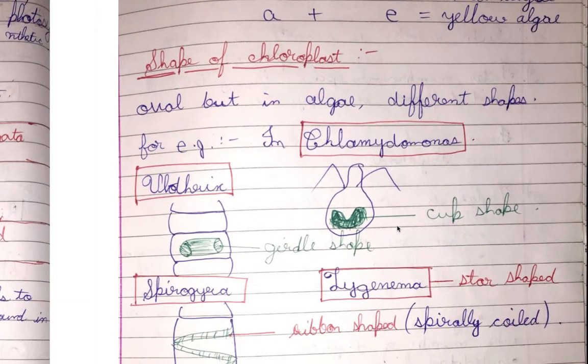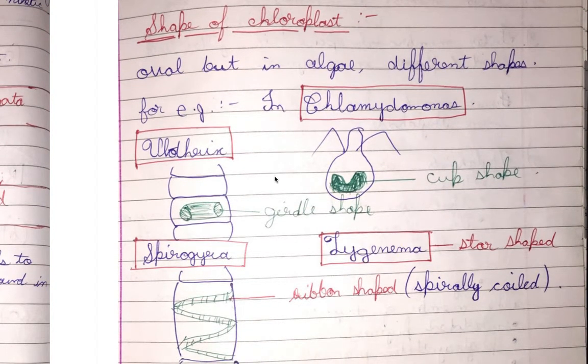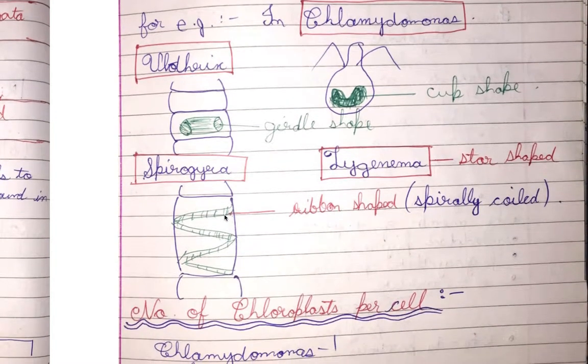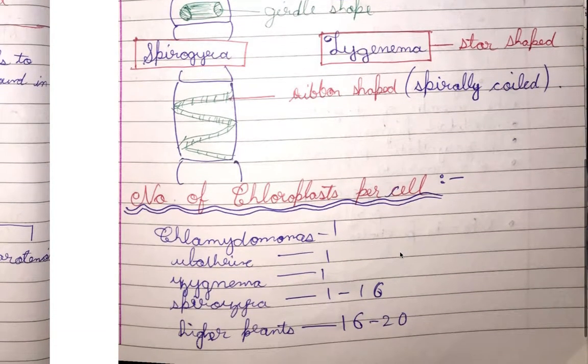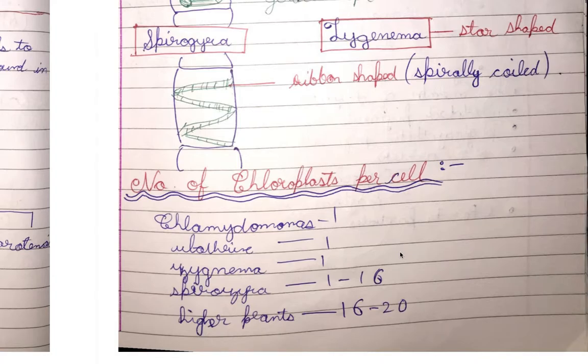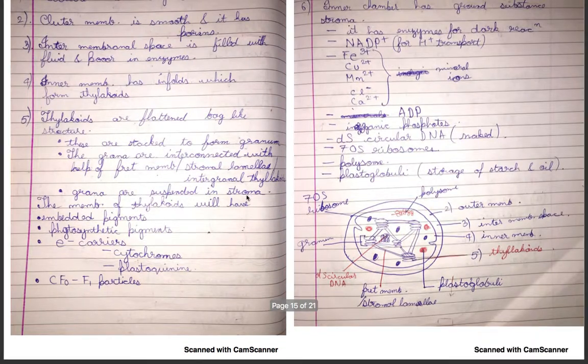Now the shape of chloroplasts: it may be cup shaped in Chlamydomonas, oval in algae, but has different shapes. In Chlamydomonas it is cup shaped, in Ulothrix it is girdle shaped, in Spirogyra it is ribbon shaped, and in Zygnema it is star shaped. Now the number of chloroplasts per cell: Chlamydomonas 1, Ulothrix 1, Zygnema 1, Spirogyra 1 to 16, and higher plants 16 to 20.